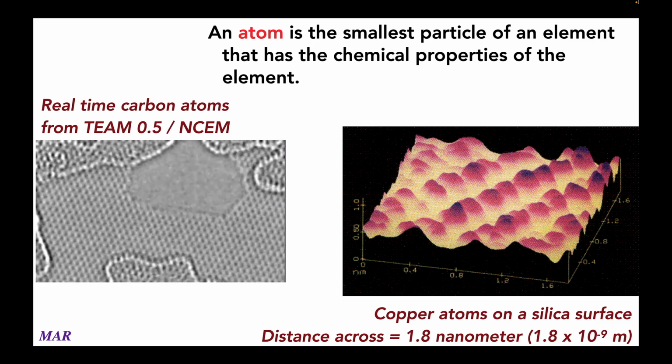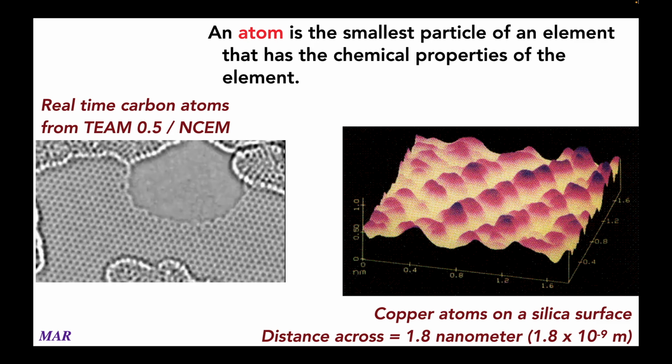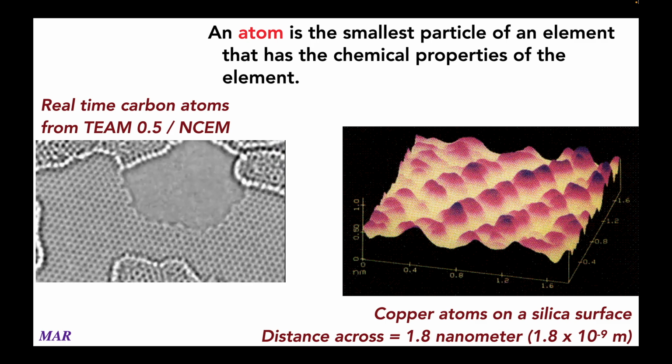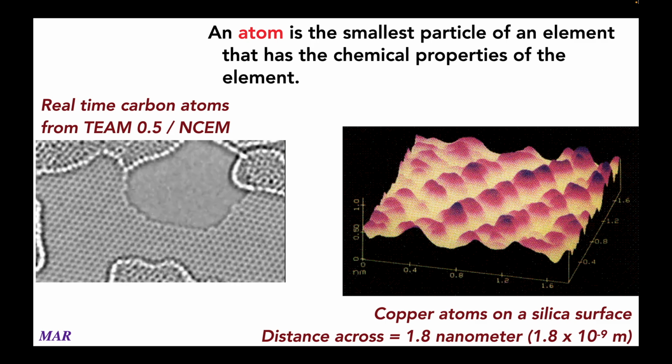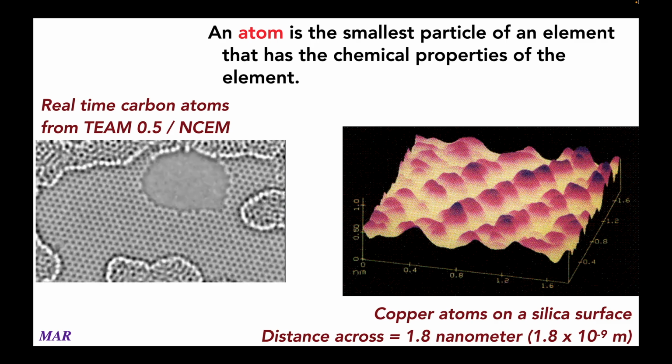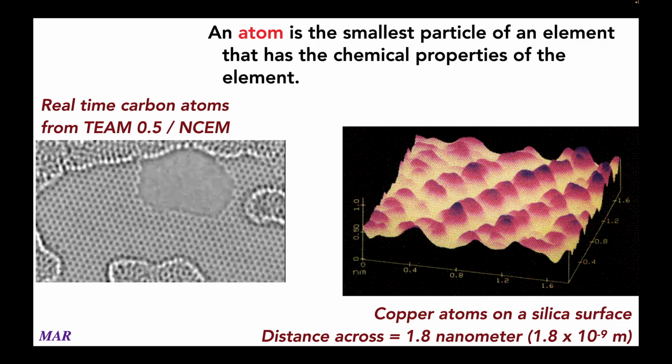Now the right-hand picture there shows some copper atoms. Copper is another one of the elements on the periodic table. There's the distance on it. A distance across is 1.8 nanometers. That's for the copper atom. It's very, very small. All right. So these are pretty small little atoms.